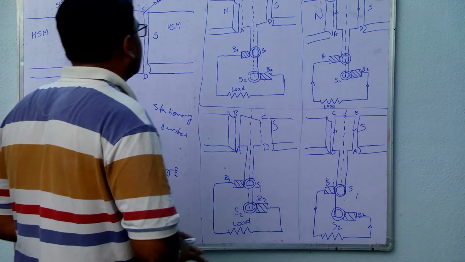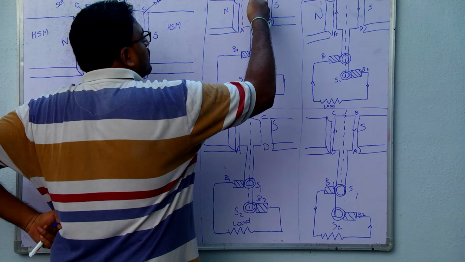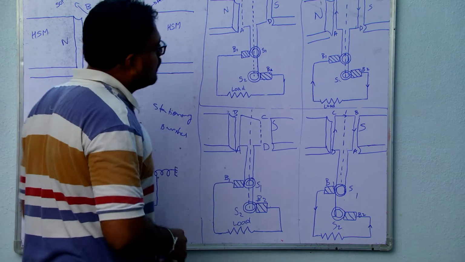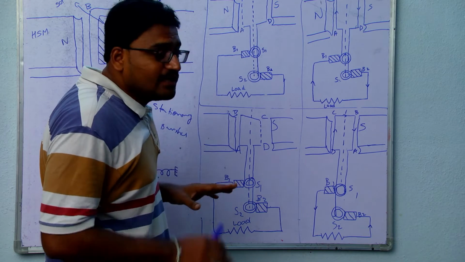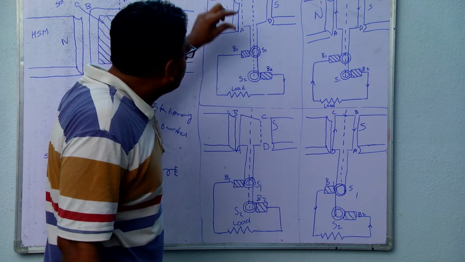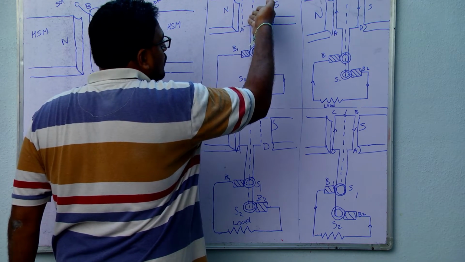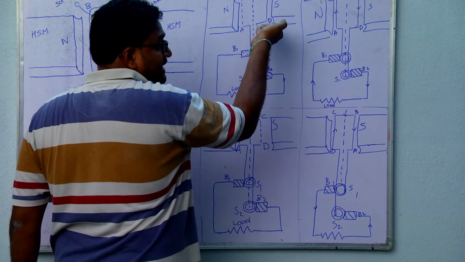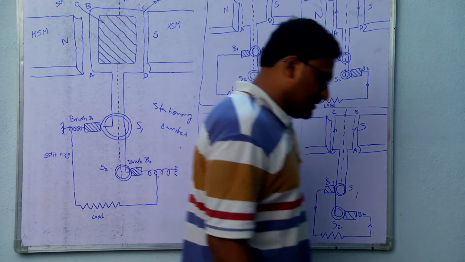Suppose I am just keeping the coil like this, normal to the field, and I am not rotating. Then the number of field lines crossing through the coil is maximum, but since I am not rotating, the flux linked with the coil is not changing, and so EMF will not be induced. If I rotate the coil, then only the number of field lines crossing the coil changes, and then only the flux linked with the coil changes, and then only EMF is induced in the coil.